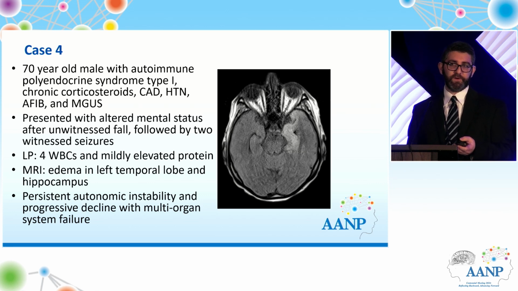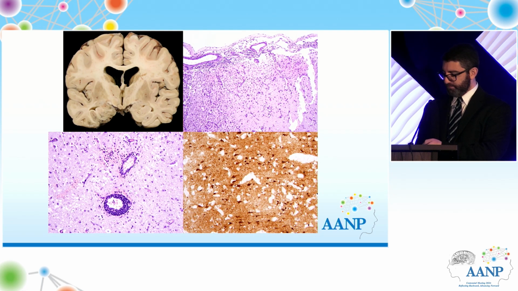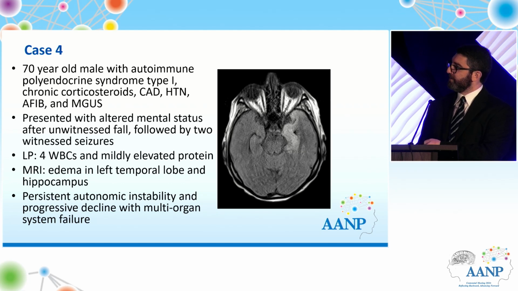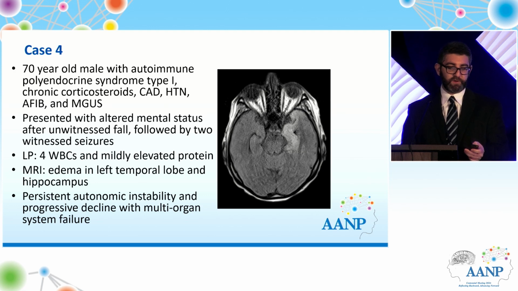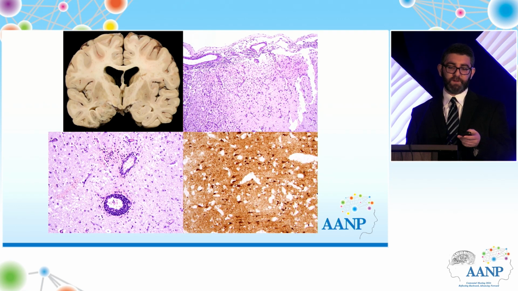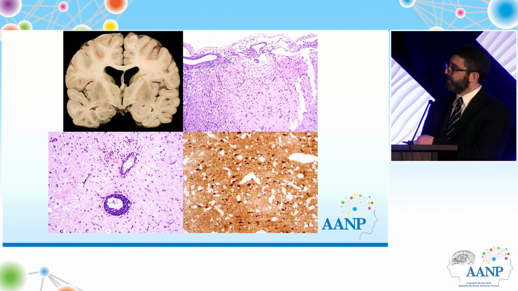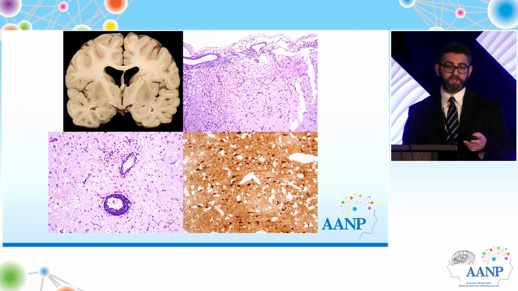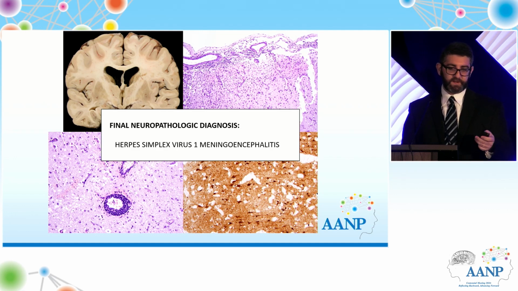All right, moving on to case number four. We have a 70-year-old who has lots of bad stuff in his history, presented with altered mental status after an unwitnessed fall, two witnessed seizures, and had some white blood cells in his CSF. You can probably make the diagnosis just by looking at it, where you have this hyperintensity in the unilateral temporal lobe. This patient unfortunately went to autopsy, and you can see nicely that this correlates with the radiology. We see leptomeningitis and encephalitis and perivascular inflammation and tons of positive cells on our HSV immunostain. So this was a textbook case of HSV-1 meningoencephalitis. So this one, no challenges.